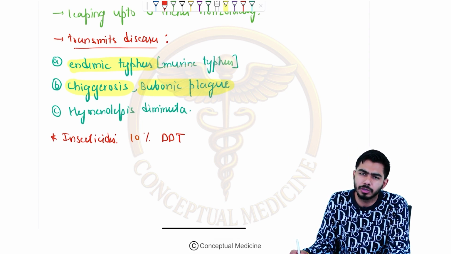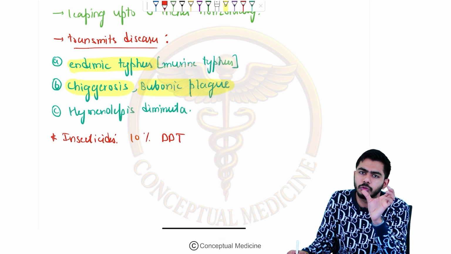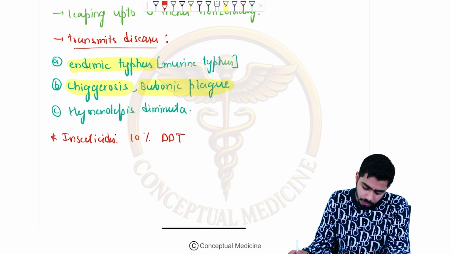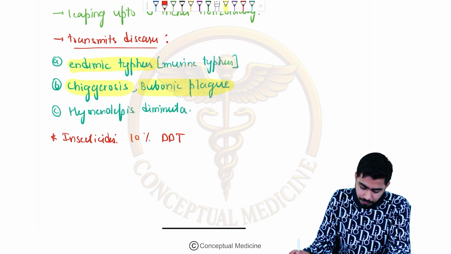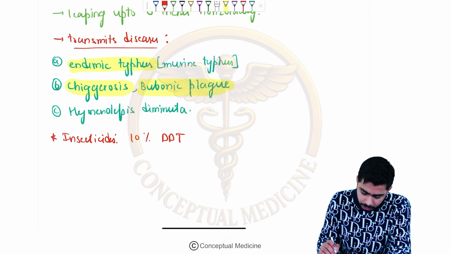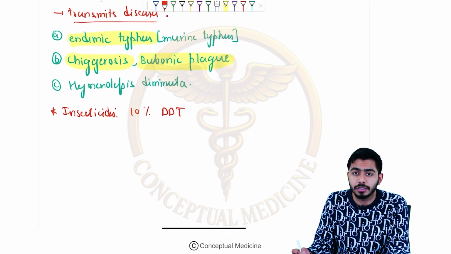And 10% DDT actually we can spread into the burrows or the holes of the rats, because they will be present over there to bite the rats, right? So over there we shall be spreading this particular 10% of DDT as far as insecticides are concerned, right?